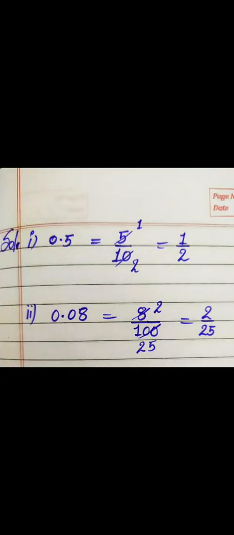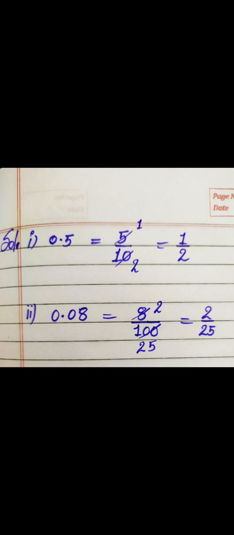Now the second one is the same, here it is 0.08. First we write the number without the decimal as 8, and in the denominator we write 1 followed by as many 0s as there are decimal places in the decimal. In 0.08 there are two decimal places, so we will put two zeros. Now, as you can see, 8 and 100 are both divisible by 4: 4 twos are 8, and 4 twenty-fives are 100. So after simplification you will get 2 upon 25, which is our simplified answer.